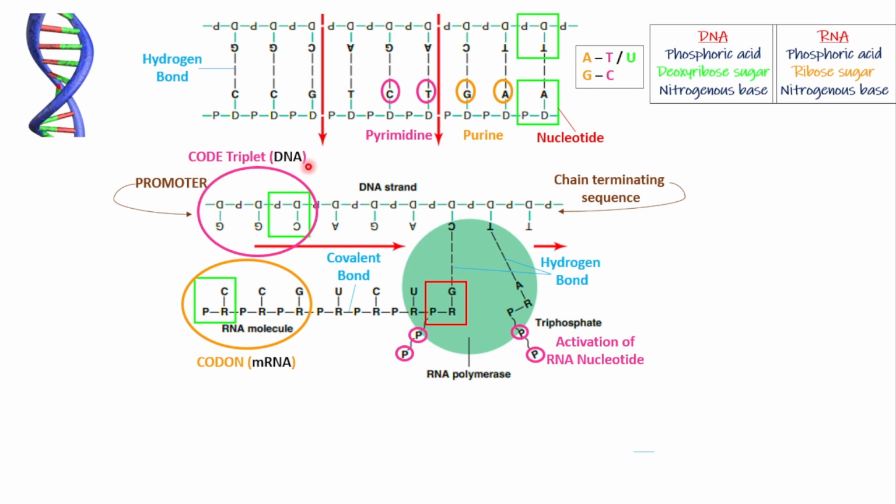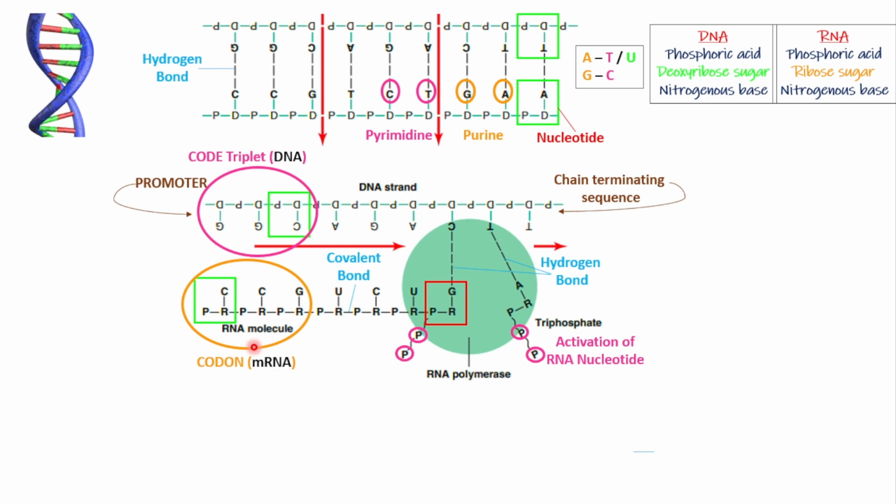So this was the code triplet on DNA, and this is the codon on RNA, to be specific on the messenger RNA, because messenger RNA is produced in the nucleus, and that has to take the message to the cytoplasm on the ribosome for the production of proteins. Okay, so this is the code triplet on DNA, and this is the codon on the messenger RNA. This is one RNA nucleotide, this is the second RNA nucleotide, this is the third RNA nucleotide. These 3 will combine to form a codon.